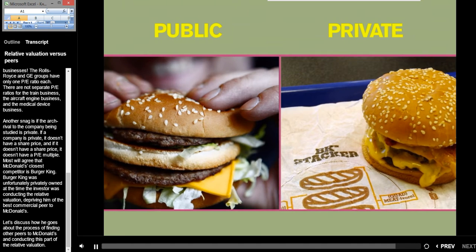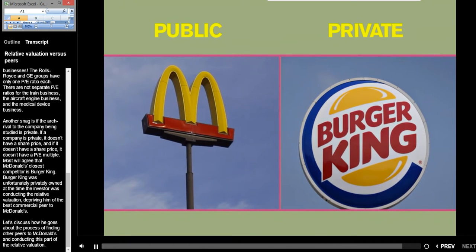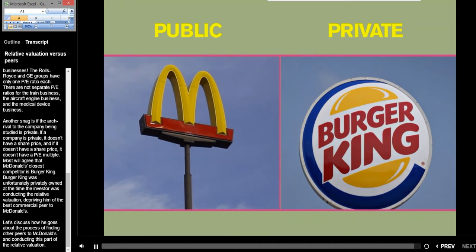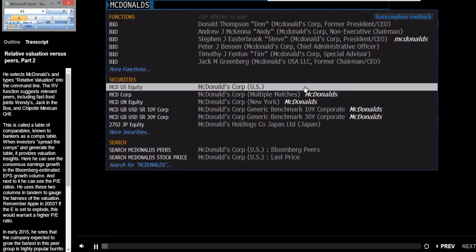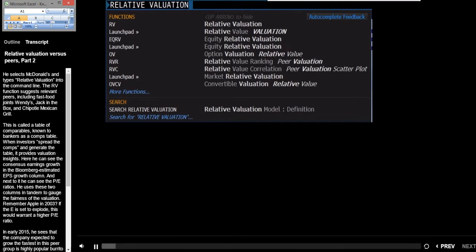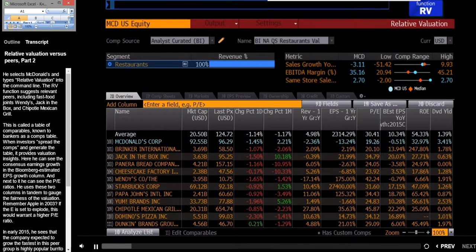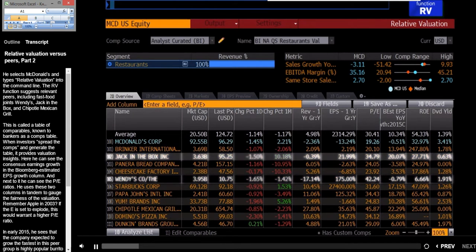Let's discuss how he goes about the process of finding other peers to McDonald's and conducting this part of the relative valuation. He selects McDonald's and types relative valuation into the command line. The RV function suggests relevant peers, including fast food joints Wendy's, Jack in the Box, and Chipotle Mexican Grill.